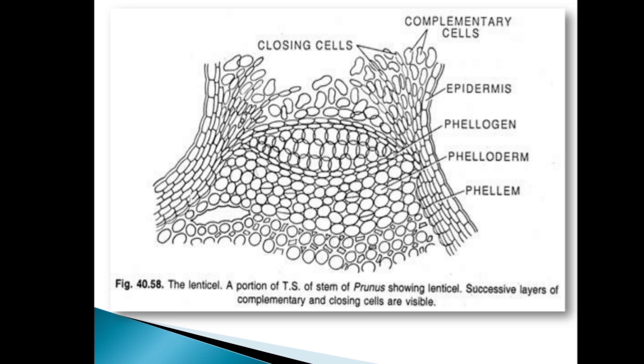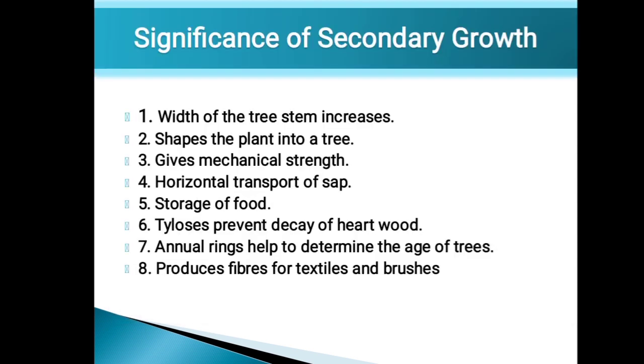Now whatever I have explained just now with regard to secondary growth in detail, in short, I can say the significance of secondary growth. The first point is, during secondary growth in case of dicot stem, the width of the tree stem increases. Second point is it shapes the plant into a tree. A small plant will develop into a tree because of the secondary growth.